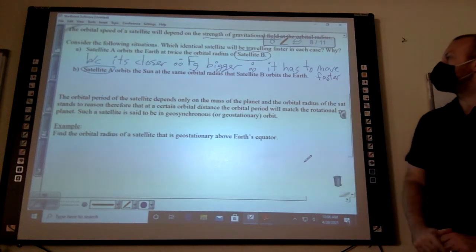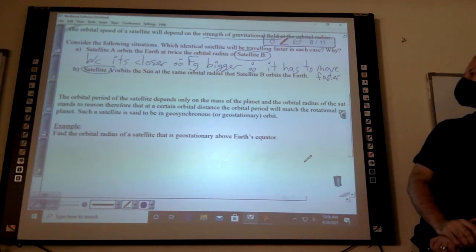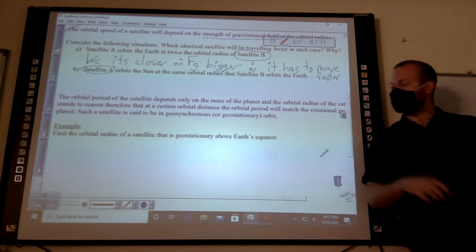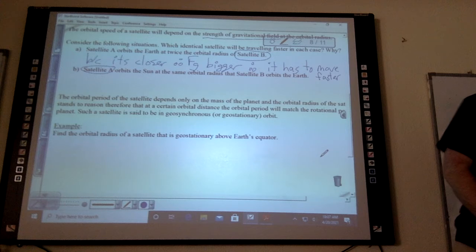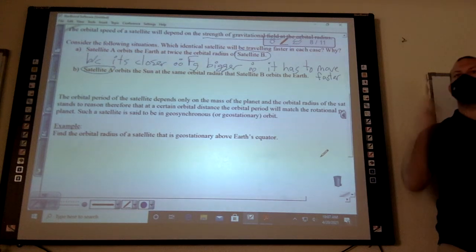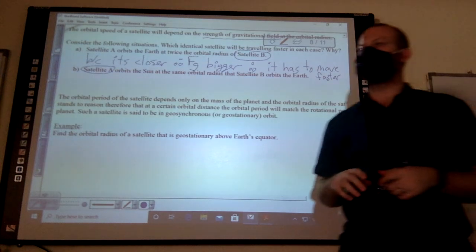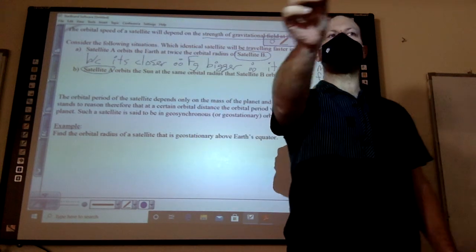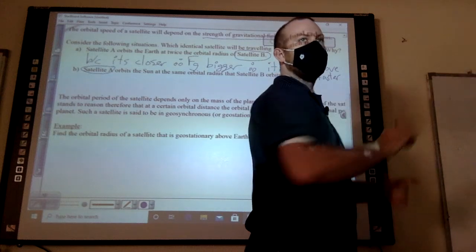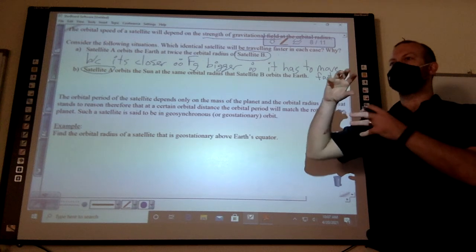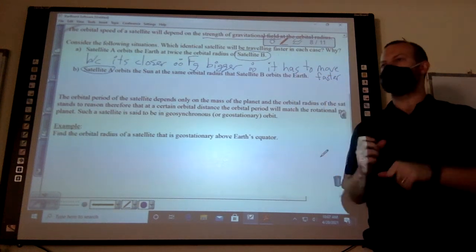What is this saying? The orbital period of a satellite depends on mass and radius, therefore some orbital distance, such as for a geosynchronous or geostationary satellite. Something that is geostationary essentially stays above the same point on the Earth as the Earth rotates. So if I was the Earth and I'm rotating around, the satellite is going to rotate at the same speed I'm rotating at. That's what it means to be geostationary. So you can have a satellite that is orbiting at the exact same speed as the Earth spins.